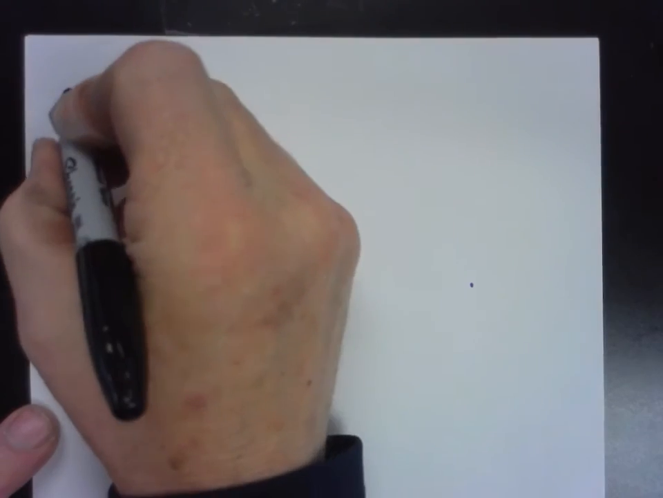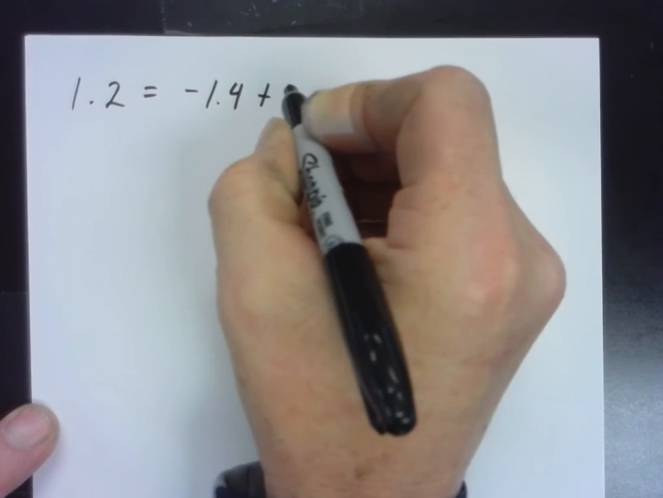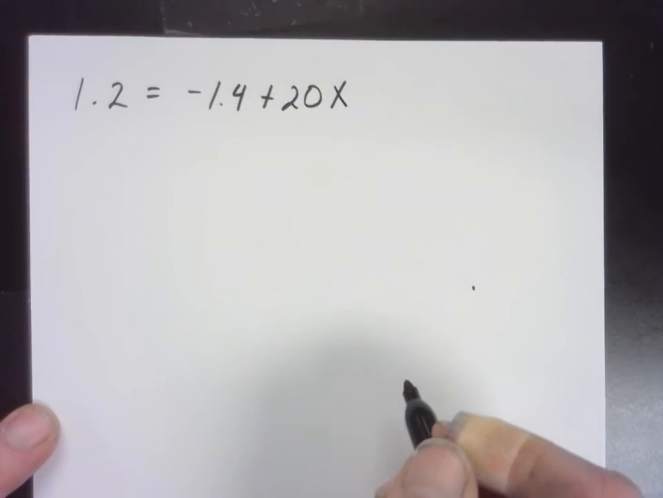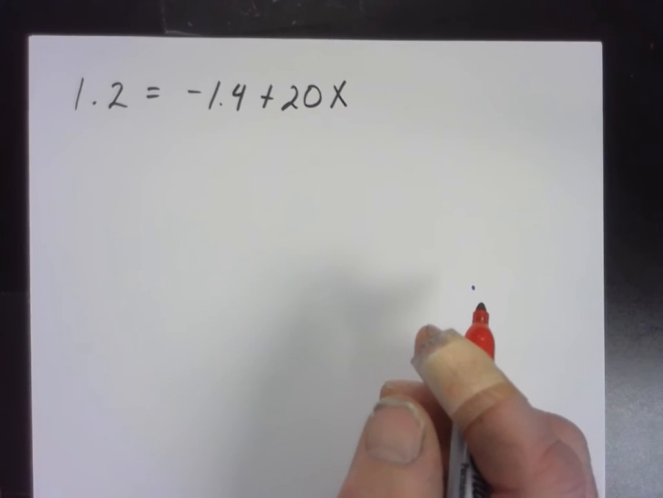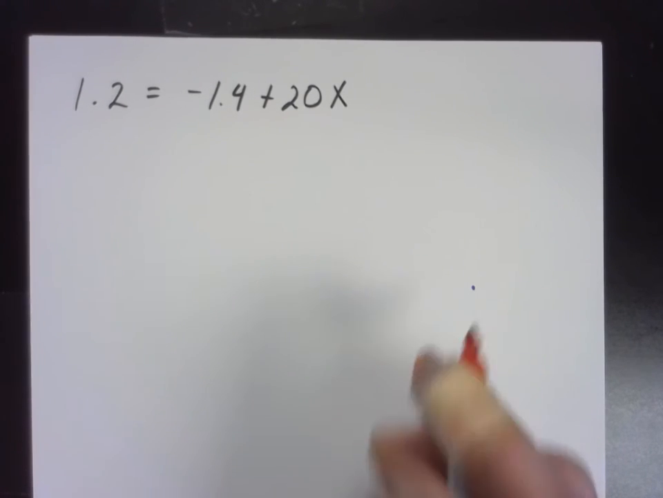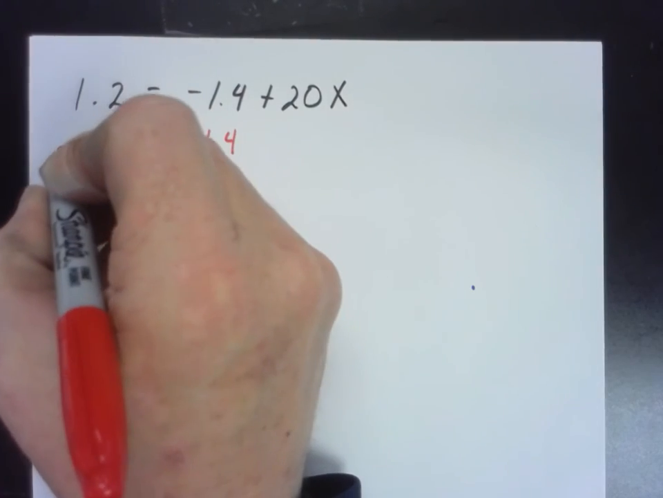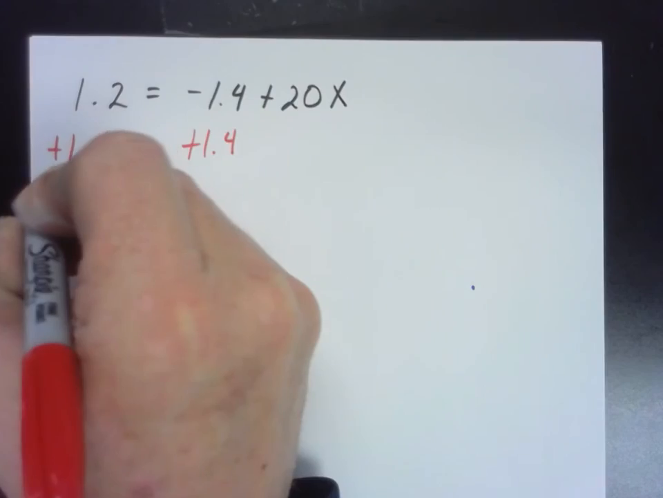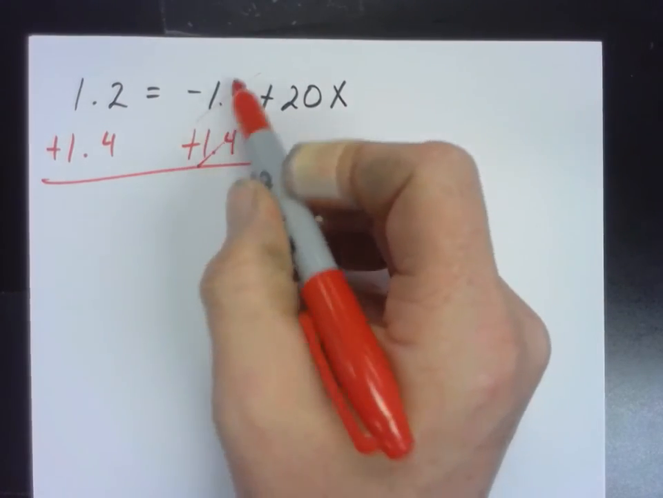Let's take a look at C. So everybody wrote it down just like it is. What do you want to do first, George? Add 1.4. Okay. Now make sure we do it on both sides of the equal sign. Don't do it twice over here. Oh, it adds up to 0. That's good. So that constant's gone.